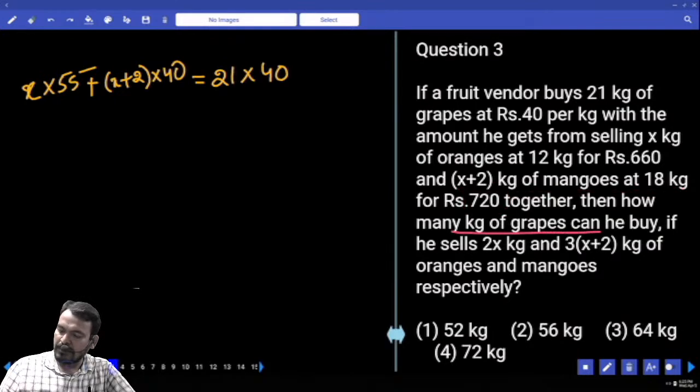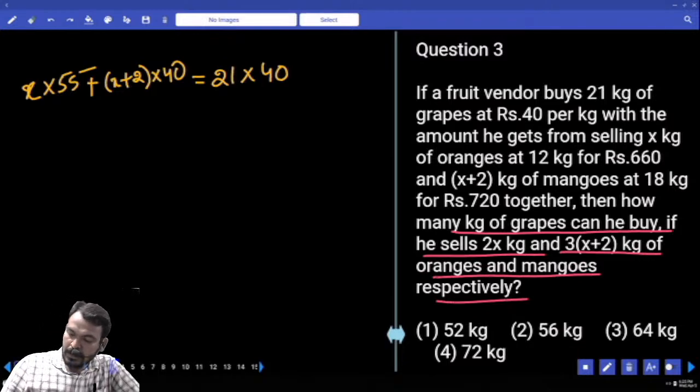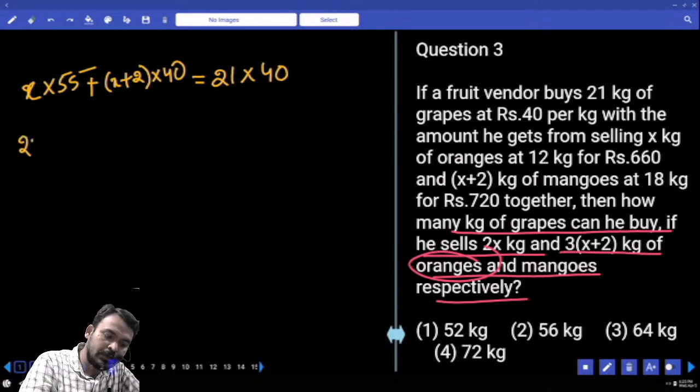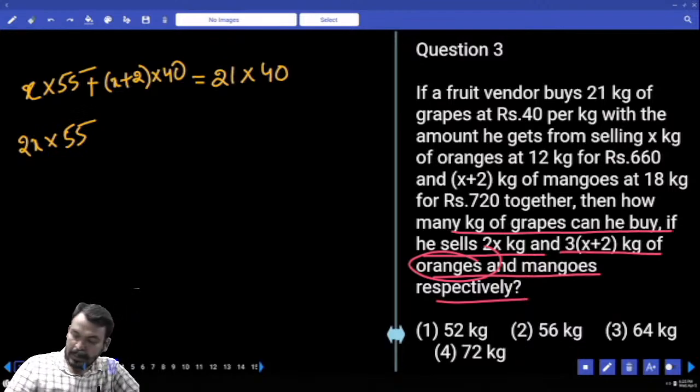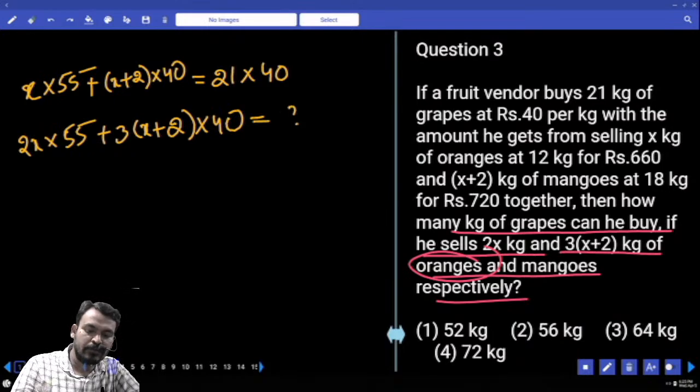What is the next one given? Then how many kgs of grapes can he buy if he sells 2x kgs and 3 into X plus 2 kgs of oranges and mangoes respectively? Okay, 2x kgs of which one? Oranges, means 2x into per kg value is how many rupees? 55. Next, how many kgs of mangoes? 3 into X plus 2, into per kg value is how much? 40. Plus, equal to how much value, or not?